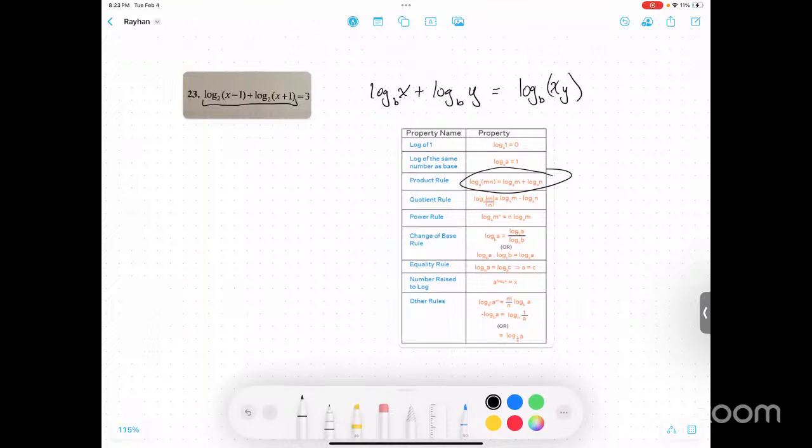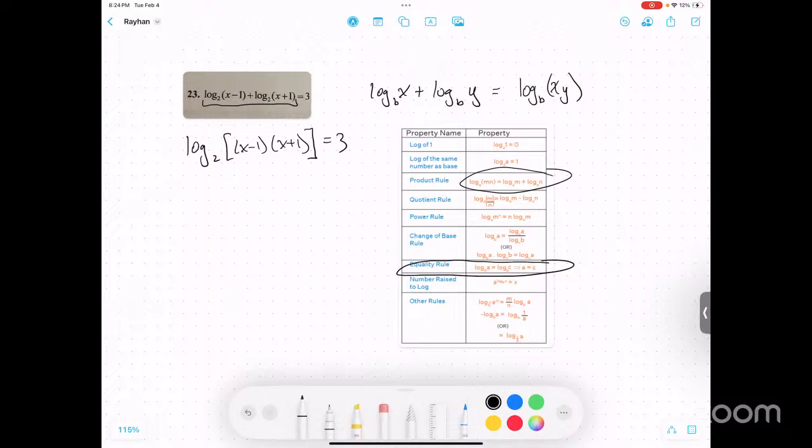Okay. So what can we do with this? We can rewrite this as log base 2 of x minus 1 times x plus 1. See how I simplified that? And then once you've got that, now we're going to use the equivalence or the equality rule as it's called right there.